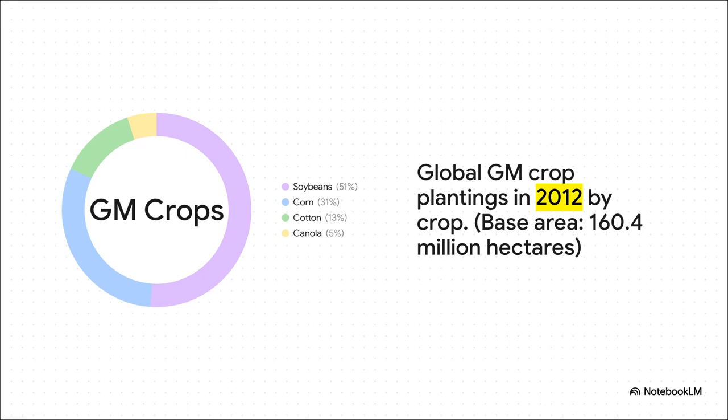I mean, just look at this data from all the way back in 2012. Even then, you can see that a huge chunk of major crops like soybeans and corn were already genetically modified, usually to make them resistant to pests or weeds. And that trend has just kept going.